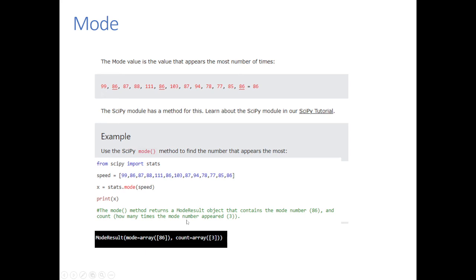Mode. The mode value is the value that appears the most number of times. In this example, we can see that 86 appeared 3 times, so the mode here should be 86.